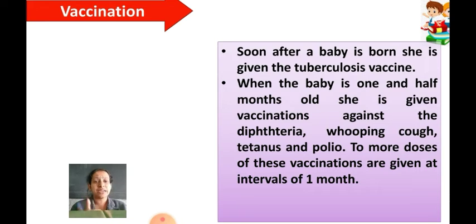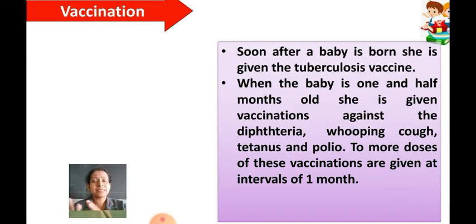Tetanus injection, you might have heard that we are supposed to take a tetanus vaccine or injection whenever you get a cut, or maybe an iron nail has pierced your skin, or if a dog has bitten you or whatever it is. So whenever there is a wound, there are chances that a bacterium called Clostridium tetani may enter your body, and that causes a disease called tetanus.